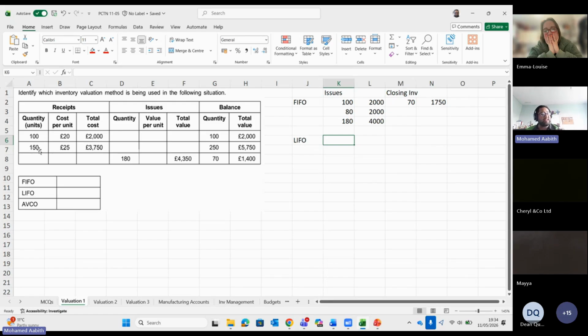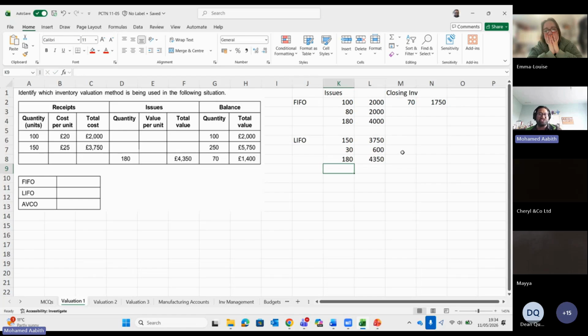So that means I need to take the 150 items first, and that is going to be 3,750. Is it enough? No, I need 30 more items, and they are going to cost you 30 times 20 pounds. So that is going to be 600 pounds there. Altogether, if I add these two numbers, I get 4,350 for 180. Can you see that here?